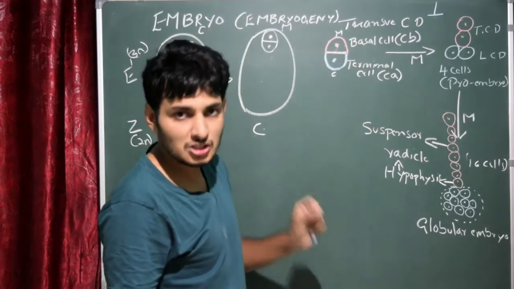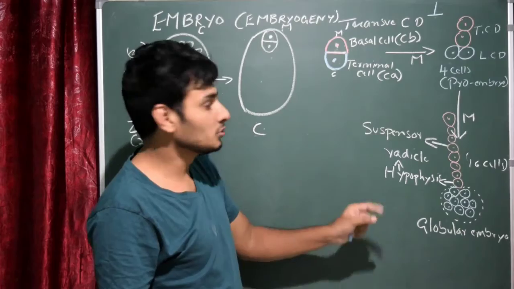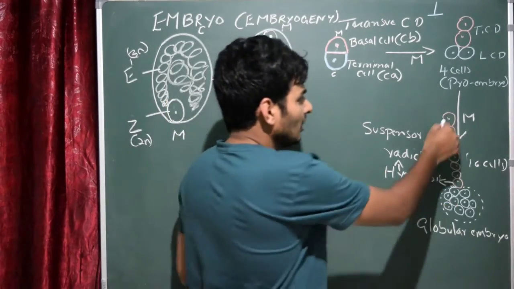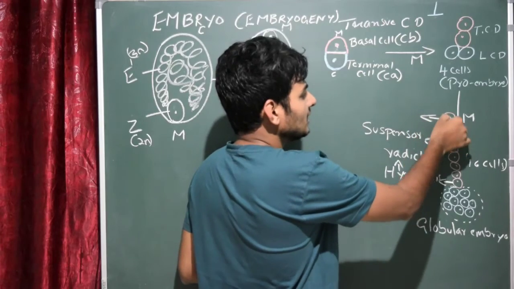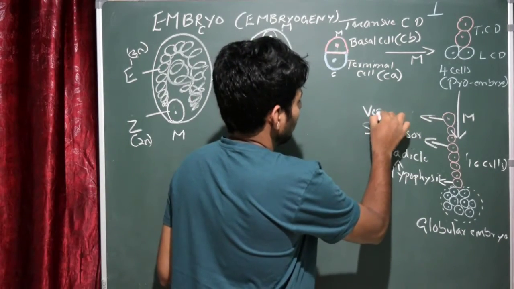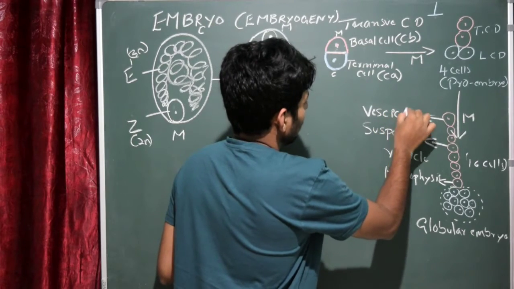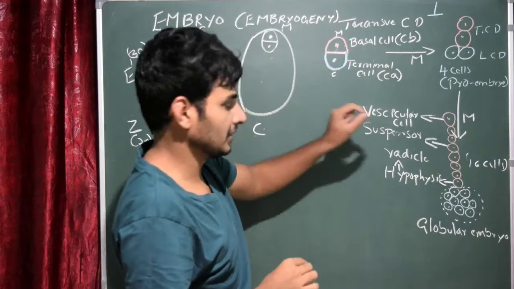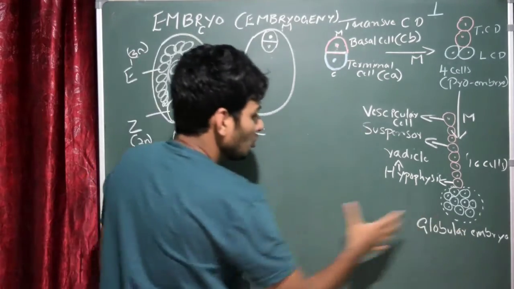What is the function of the suspensor in the embryo? It gives physical support to the embryo. You got it? The last cell is the largest cell. It is the terminal cell, which is the vesicular cell. So this is the vesicular cell. Fine. Now this is the globular embryo.